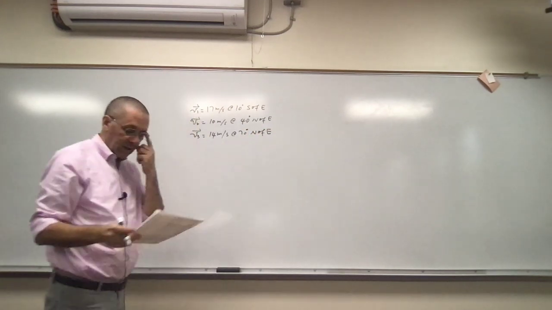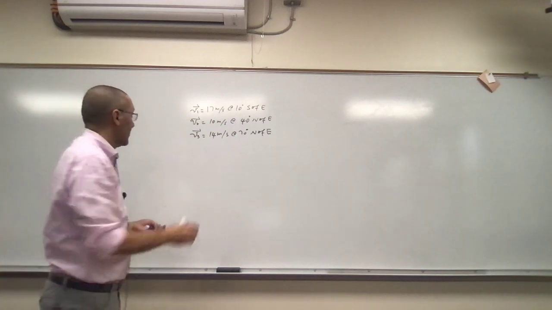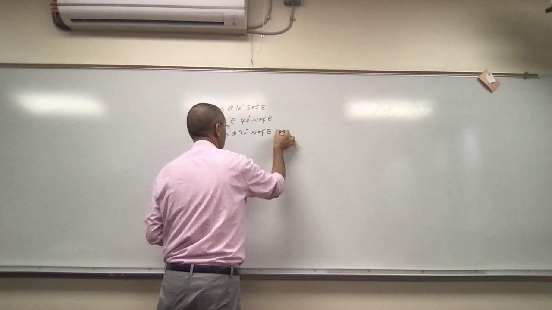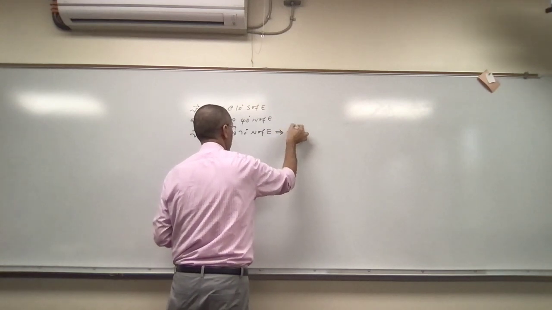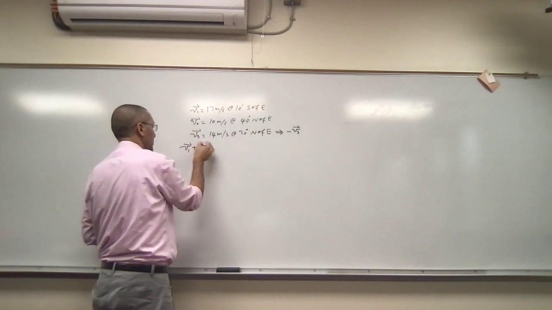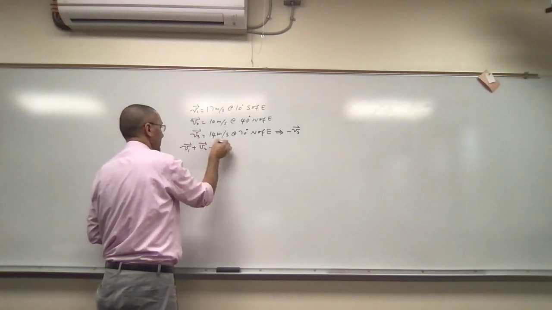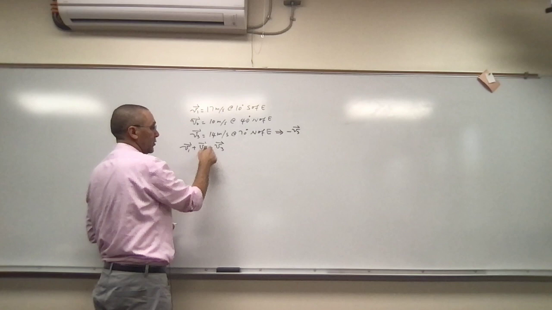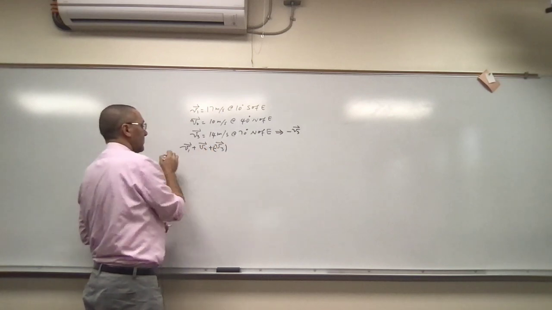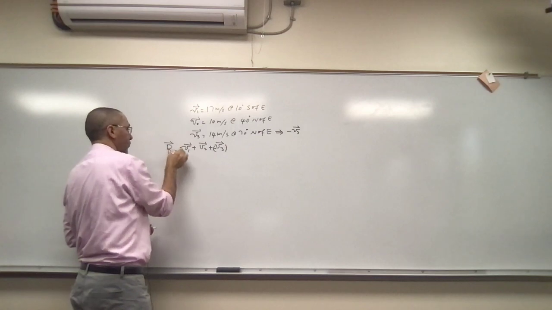Now, I'm not going to just add those three. I'm going to add v1, v2, and I'm going to subtract v3. Which means I'm going to need the opposite of v3. So this is pretty much what I'm looking for: v1 plus v2 minus v3. Now, how do you subtract a vector? You add its opposite. So I'm looking for this resultant here.